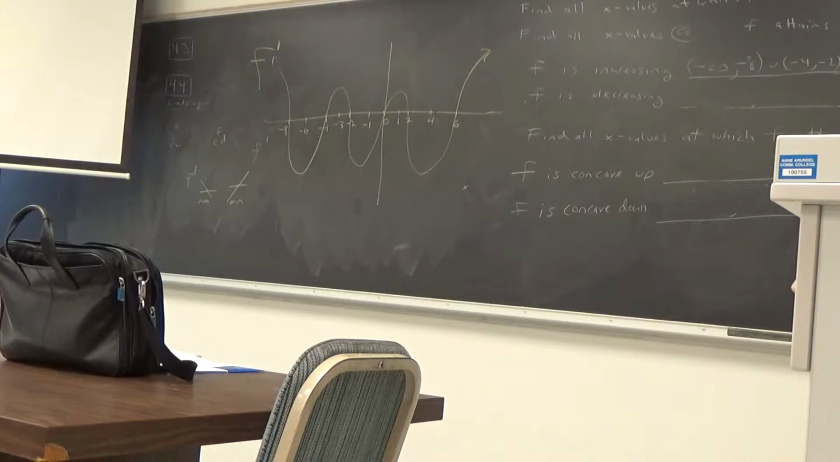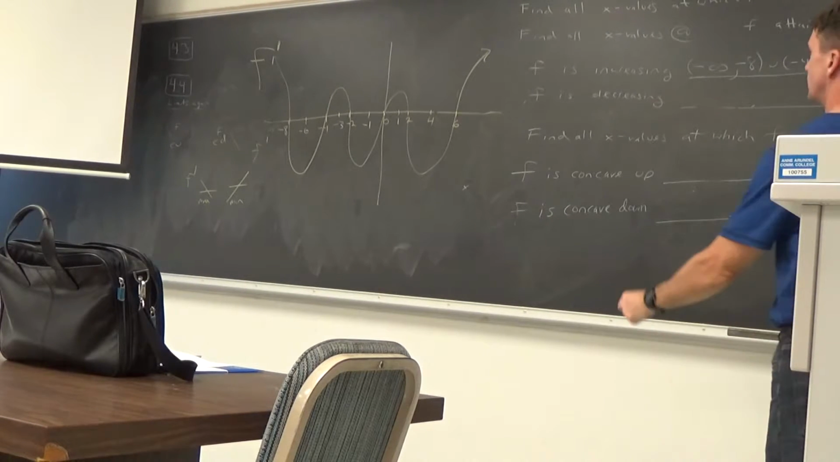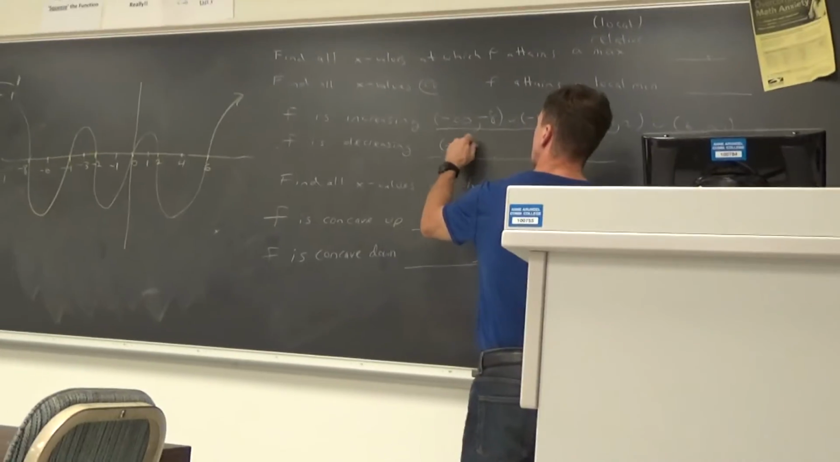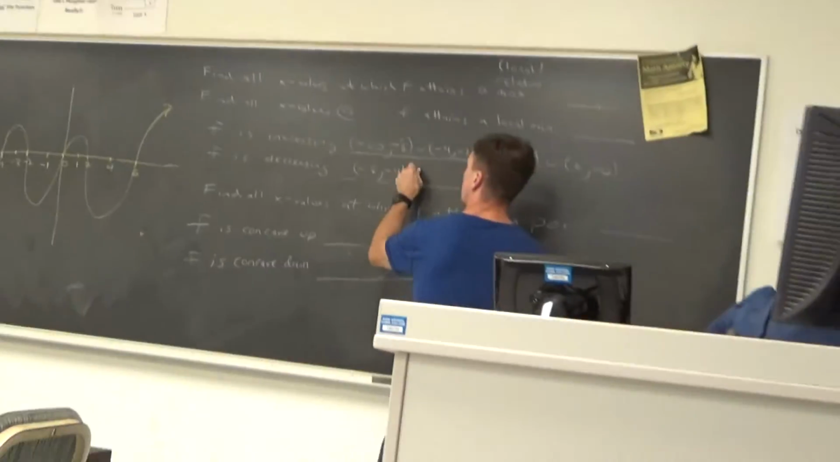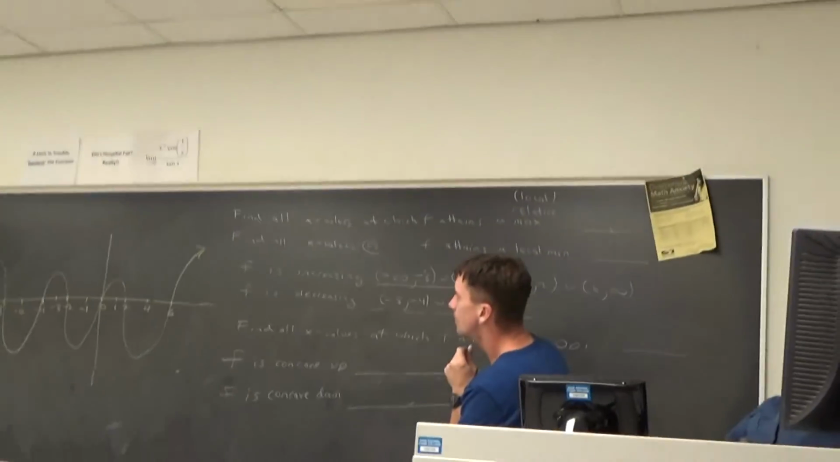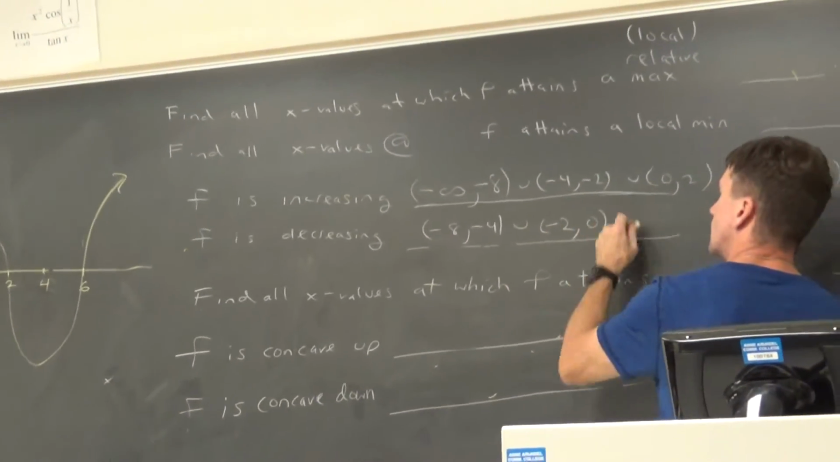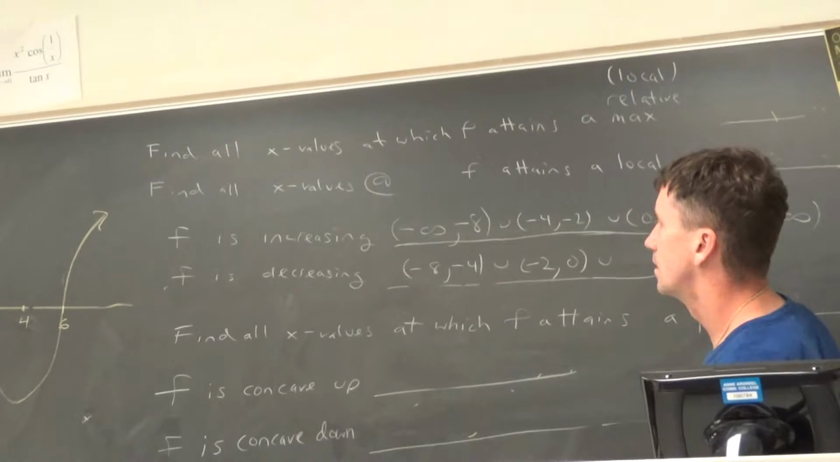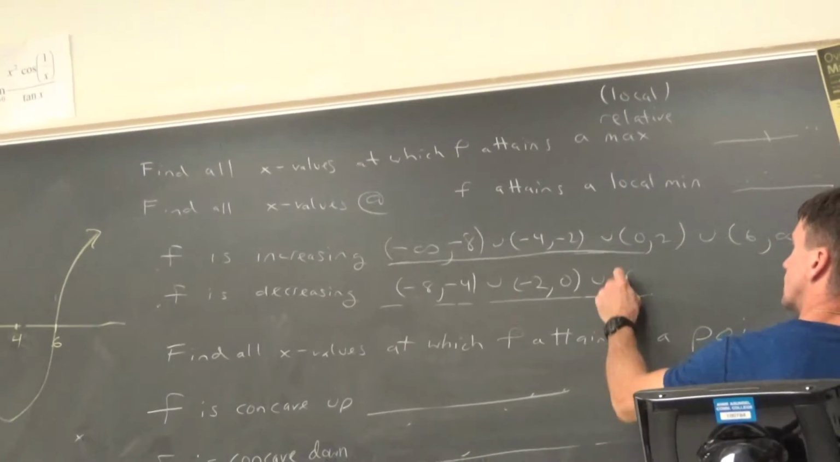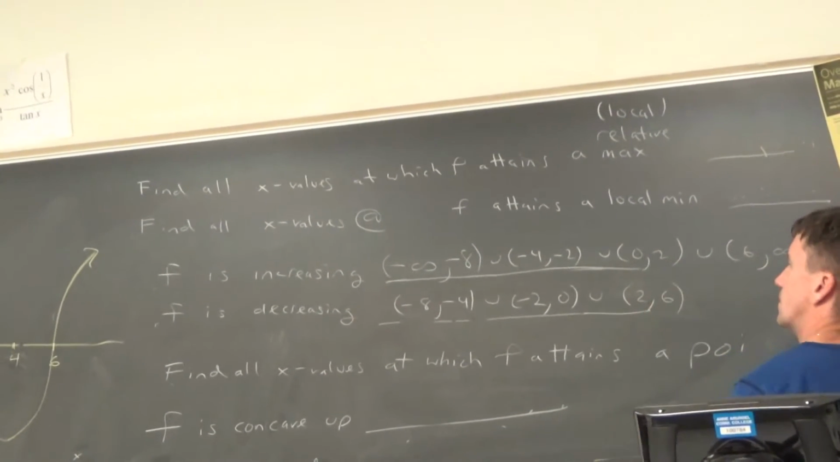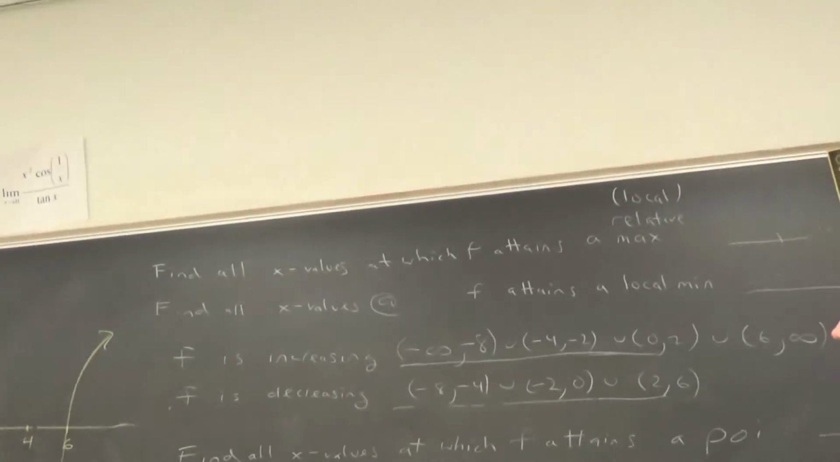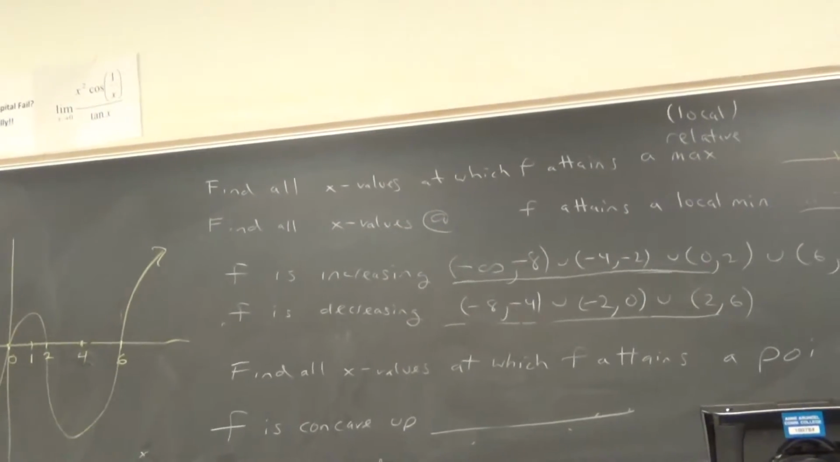So f is decreasing when, what, -8 to -4? And from -2 to 0? And 2 to 6? All right, where are the maxes and mins?